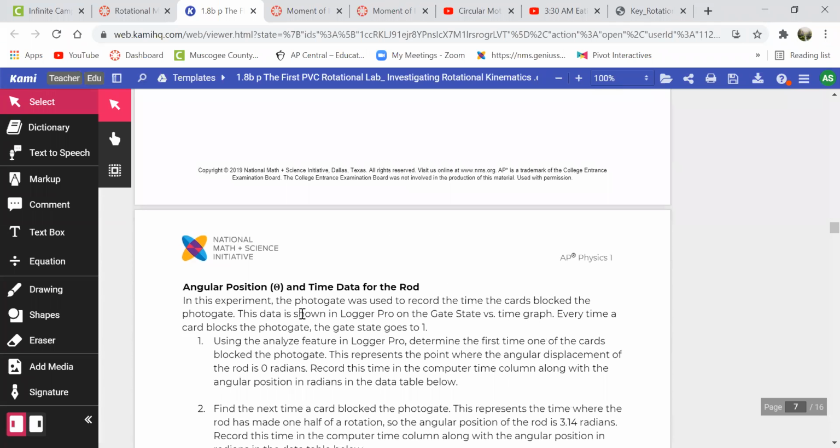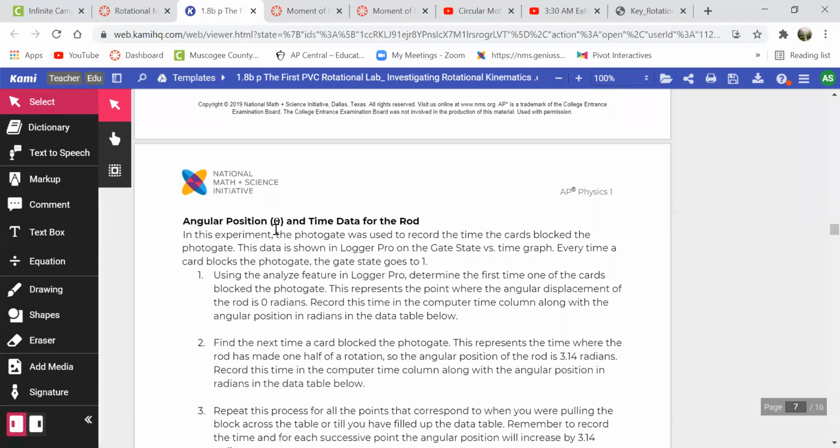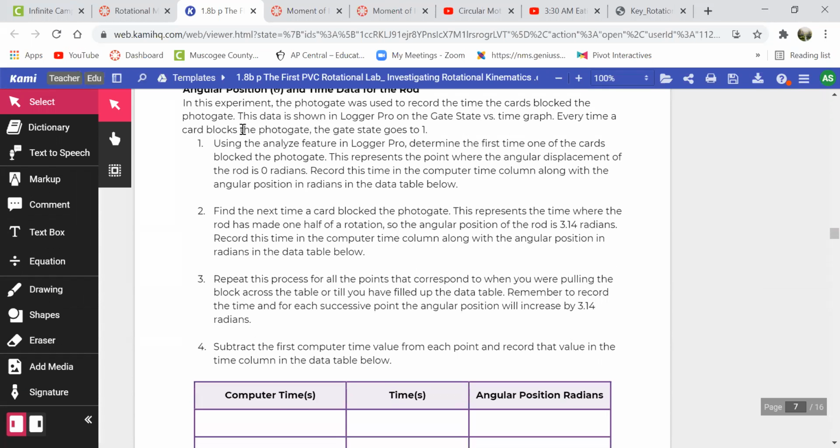So 1 through 6 on page 6, you will not do. And then we're going to start with angular position and time data, so we will be doing this one. All right. So in this experiment, the photo gate was used to record the time. The cards block the photo gate. The data is shown in Logger Pro. We don't have Logger Pro, but I do have the data. I've taken the data and put it as a file.